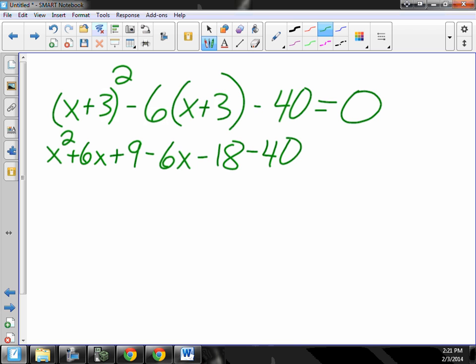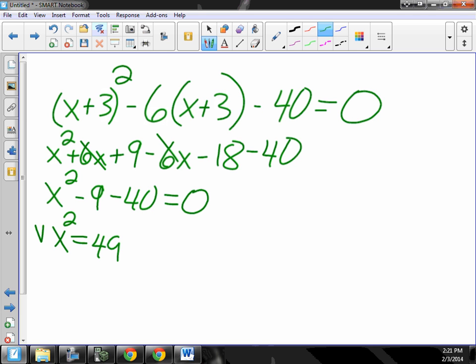You can just watch for a second. So x squared, oh, that's kind of nice. So minus 9 minus 40 equals 0. So that's negative 49, I'm going to add it. So x squared equals 49, square root, x equals plus or minus 7. And that one actually worked out to be a lot easier than I thought it was going to. Usually what happens is you end up with a quadratic that you factor in the end.